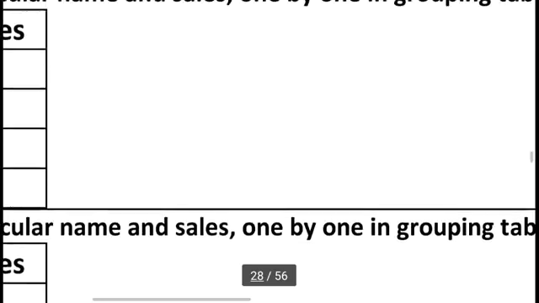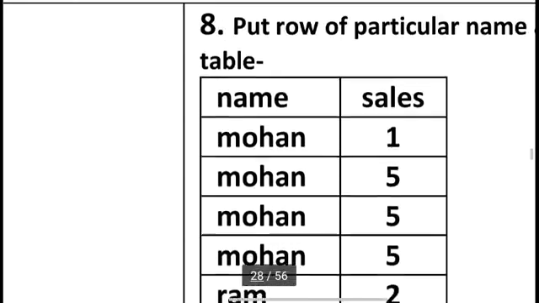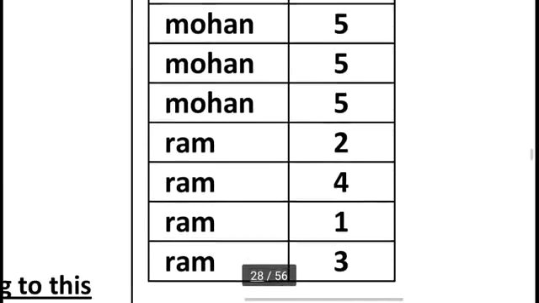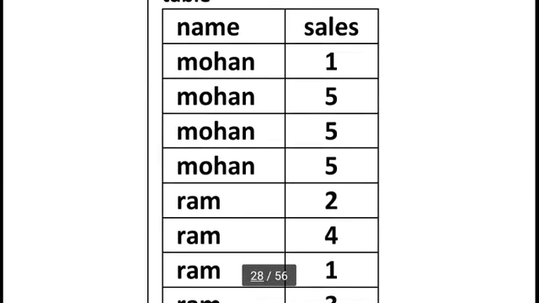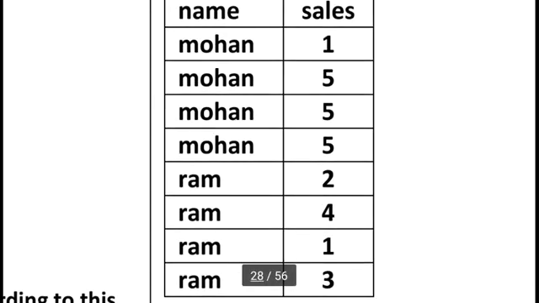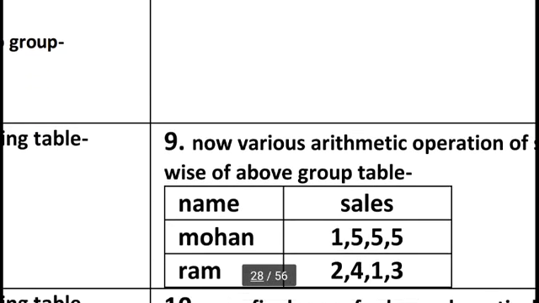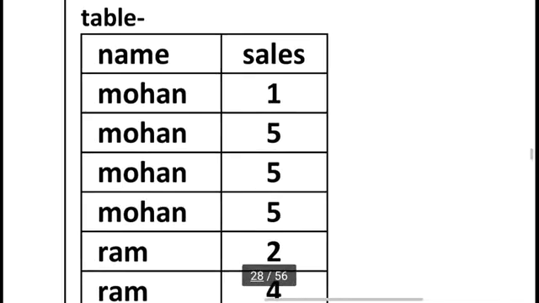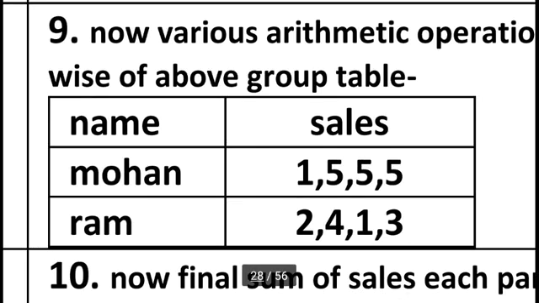and Ram 3. So you can see in this table all the name-wise data with regarding sales, Mohan and Ram. But I want to group directly. To perform an arithmetic operation, we can directly use the names Mohan and Ram, and all the sales one by one collectively: Mohan 1, 5, 5 and Ram 2, 4, 1, 3.